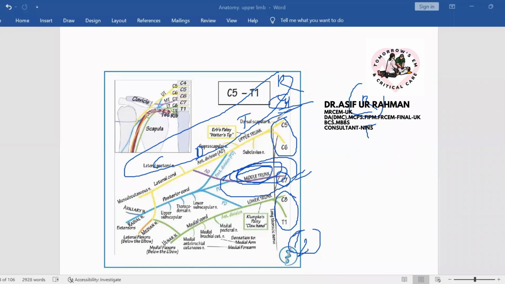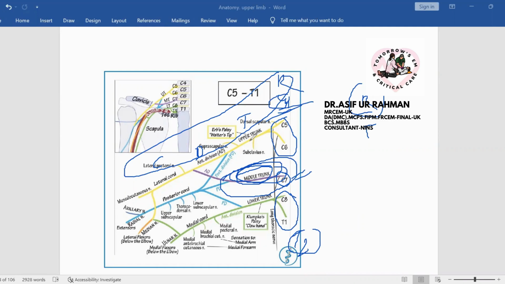Each trunk will be divided into how many parts? How many divisions? 2 divisions. Okay. Where will they form? Behind the clavicle. The division is just behind the clavicle, and the division is a very small portion, so it's very difficult to identify. Okay, just keep it in your mind. The divisions will lie just behind the clavicle. Okay. How many divisions? 6 divisions. Okay. So the trunk lies in close relation with the first rib. That means it will be above the first rib and behind the clavicle.